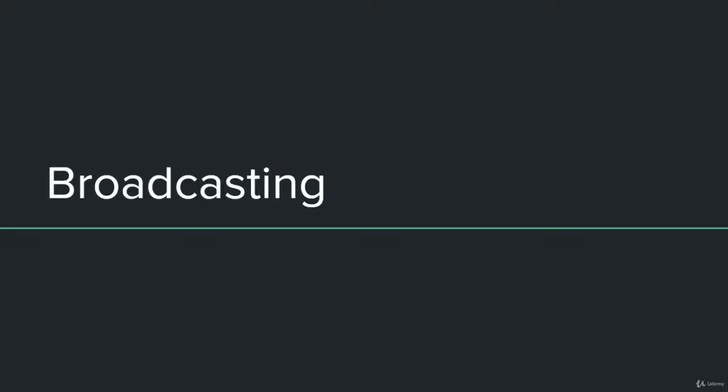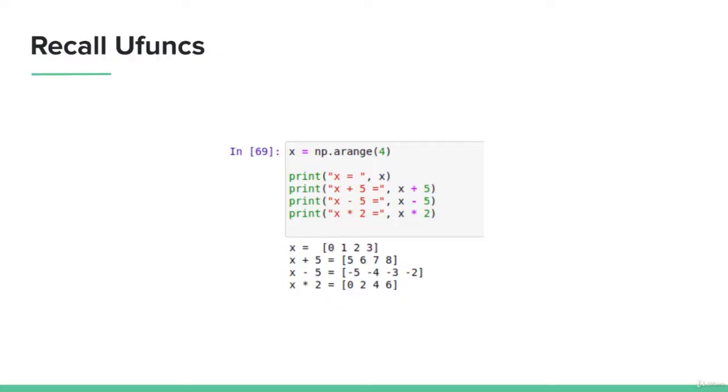Okay, so let's talk about broadcasting, which is another concept of NumPy arrays. So far, I think it is also one of the most important concepts that we need to study. Before we dive into that, let's recall universal functions. Whenever we wanted to add a constant to the array, we saw that the operation is applied to all the values across the array.